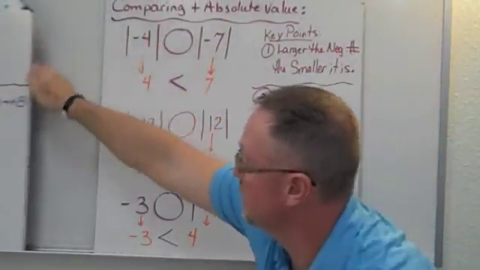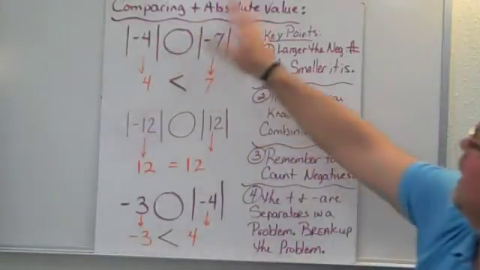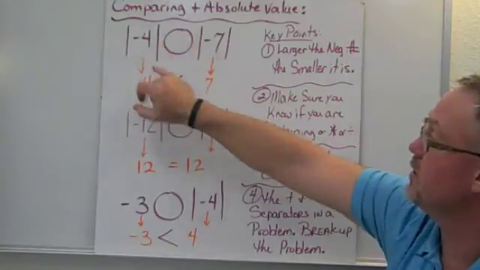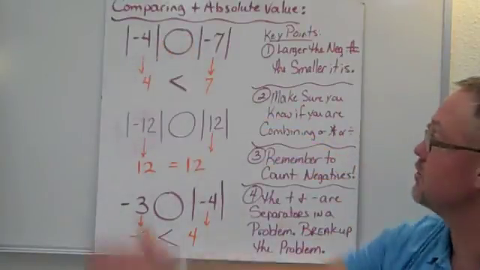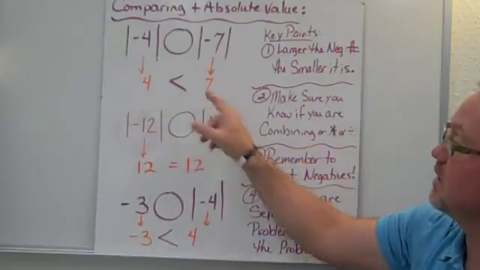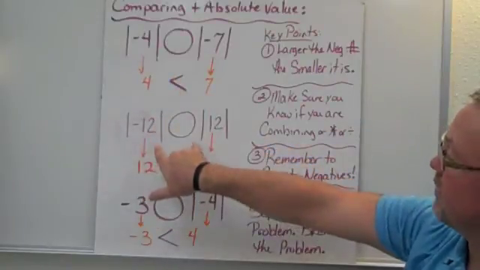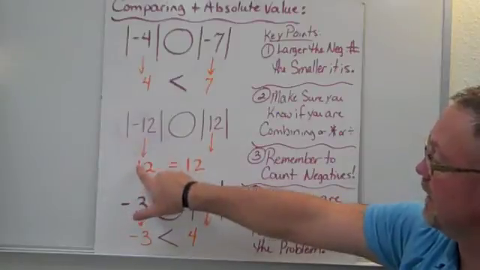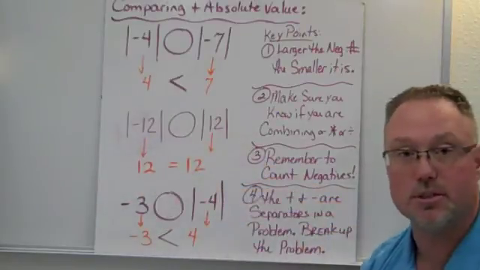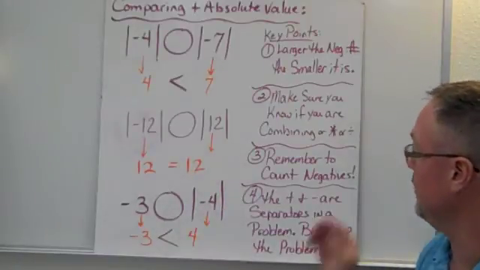Last thing is just simply comparing with absolute value. So they're going to throw all this together. Anytime that you're given this, you have to do the absolute value first, bring that down, and then you're going to compare the numbers. 4 is less than 7. So if we have the absolute value of -12, that is 12, and the absolute value of 12 is 12. Now these two numbers are equal, so our sign would be equal in there.